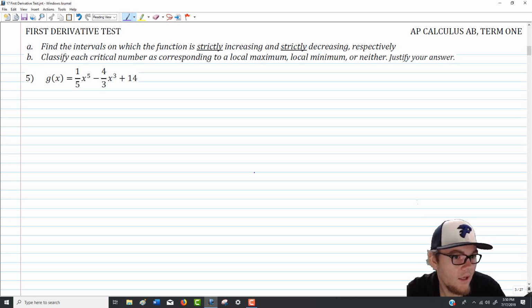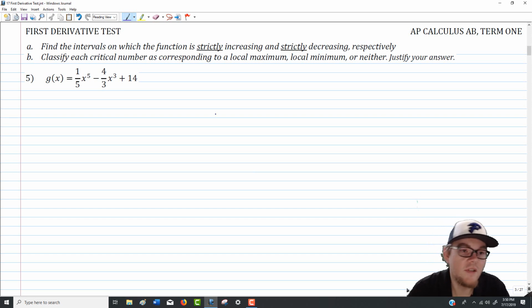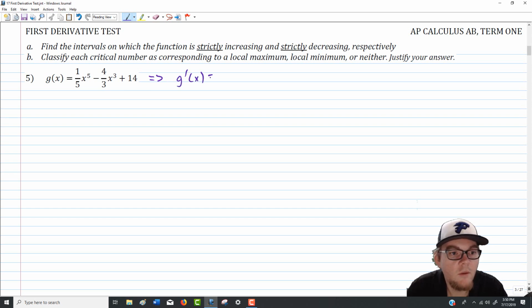Okay, in looking here, question number 5. We're asked to do a whole bunch of stuff. Let's just start with the classic. If we're looking to analyze this function, it's important to get out there and start looking at the derivative, because that's where most of this analysis comes from. So I'm looking at a polynomial, and I'm just going to quickly compute the derivative of that polynomial.